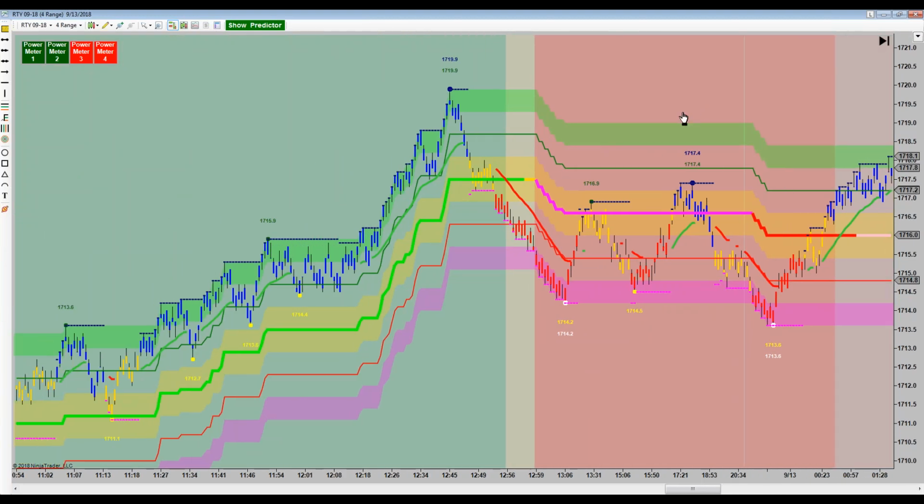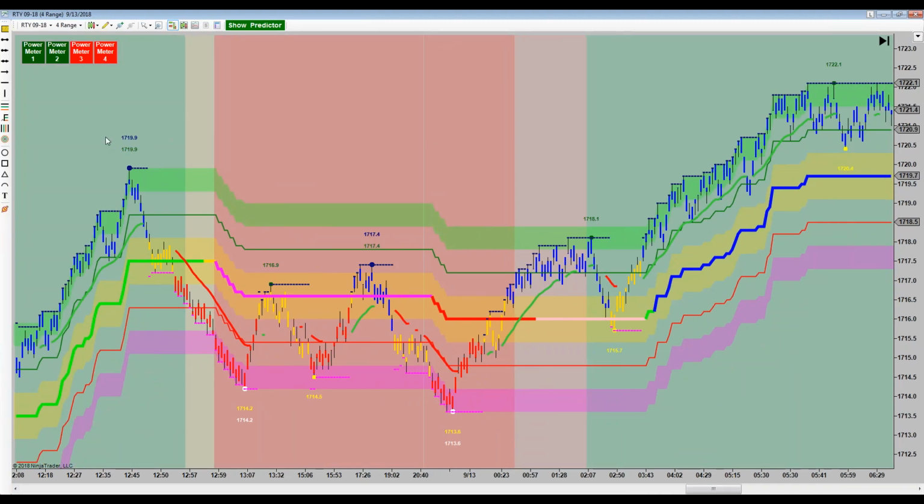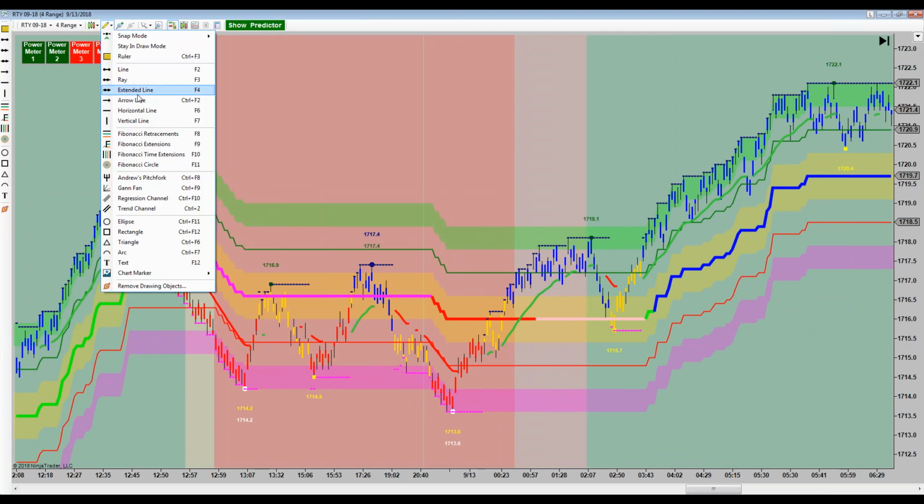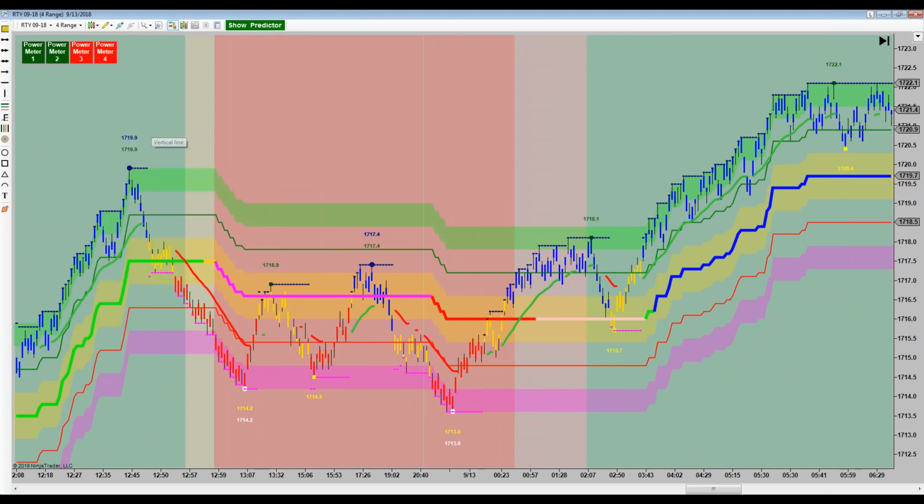Now, I'm here in California. Today was September 13th, Thursday. So just to orient you on the chart, what you're looking at here is midnight my time.